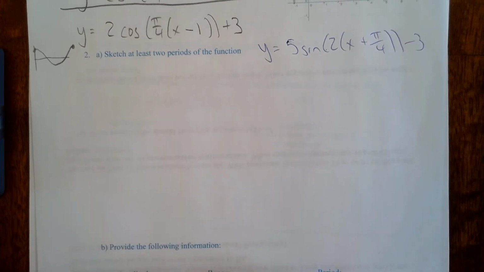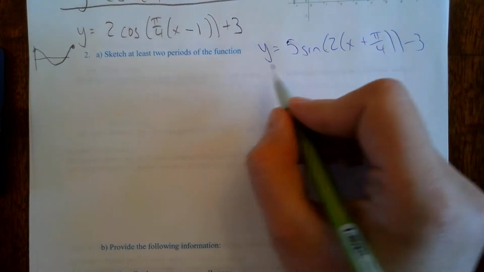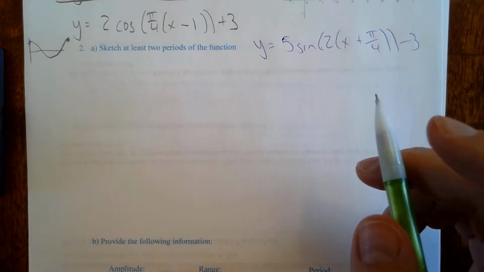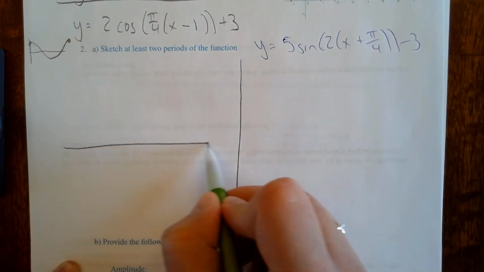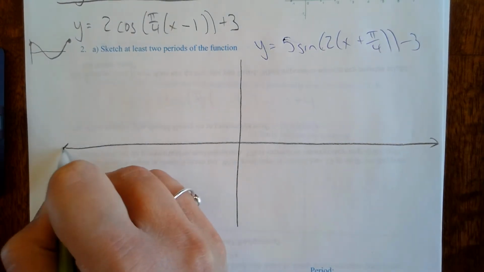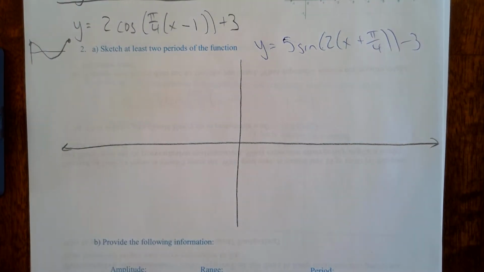Sketch at least 2 periods of the function. And I had to write it out because it did not want to print. And then you had a graph here as well. So I'm just going to add mine in there. Alrighty, so there's a couple different ways you can look at this.